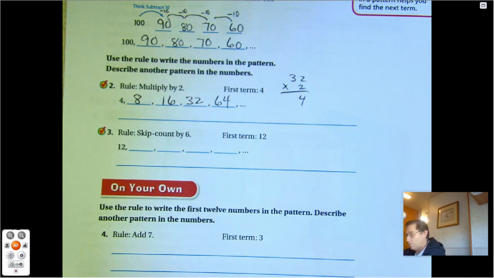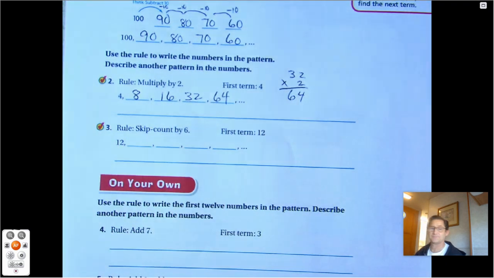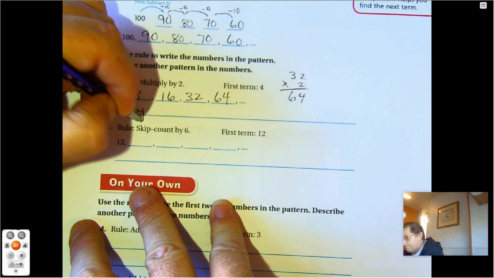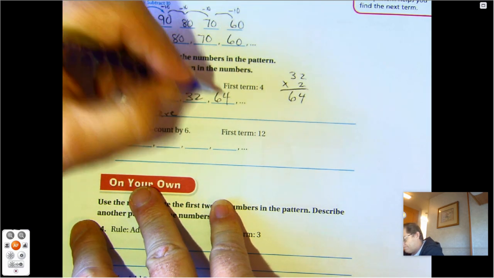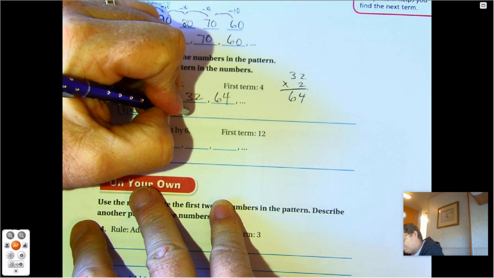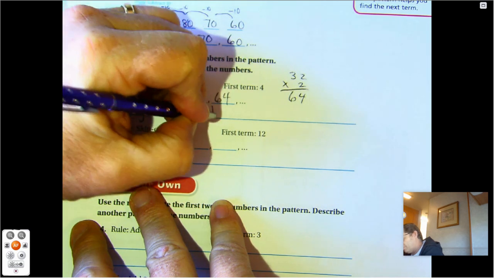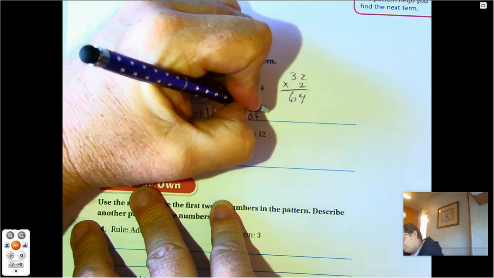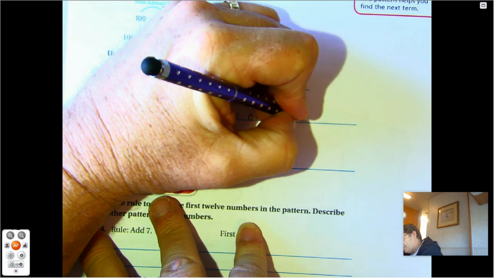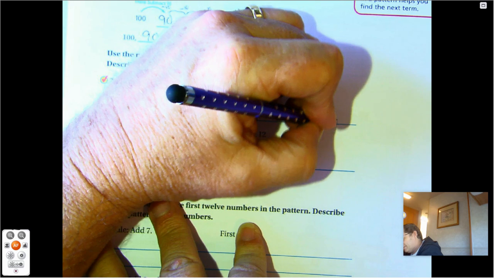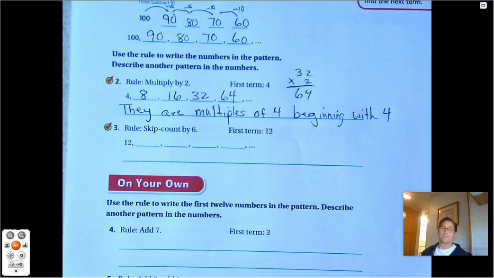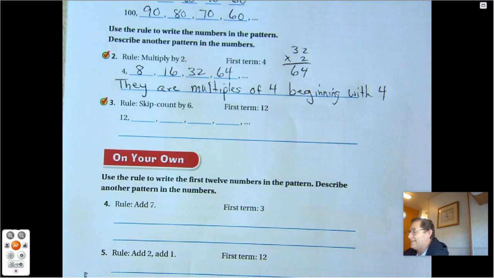2 times 2 is 4. 2 times 3 is 6. So what's the pattern? They are multiples of 4. Could be another pattern, beginning with 4. All right, skip count by 6.